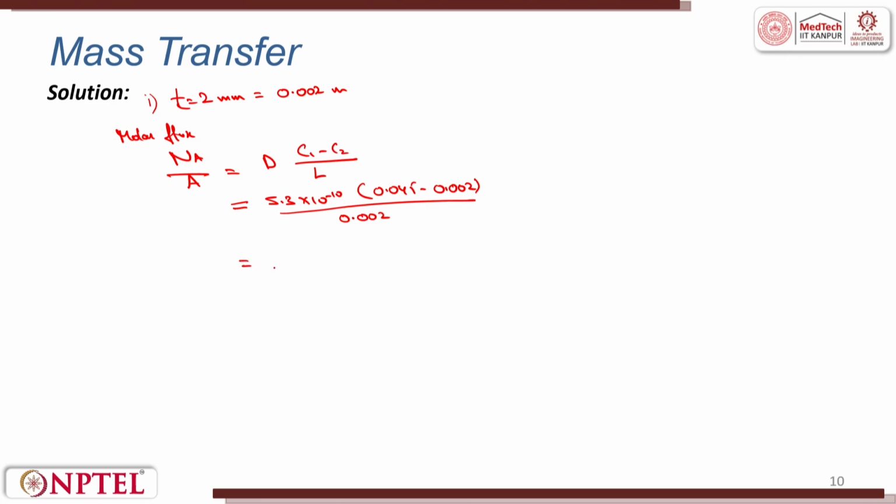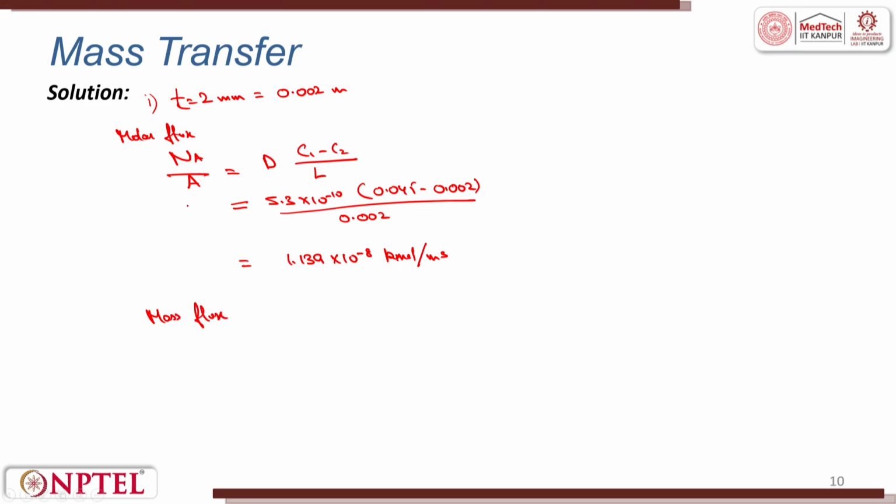This value turns out to be 1.139 into 10 raised to the power minus 8 kilomoles per meter square per second. This is molar flux. Then mass flux.